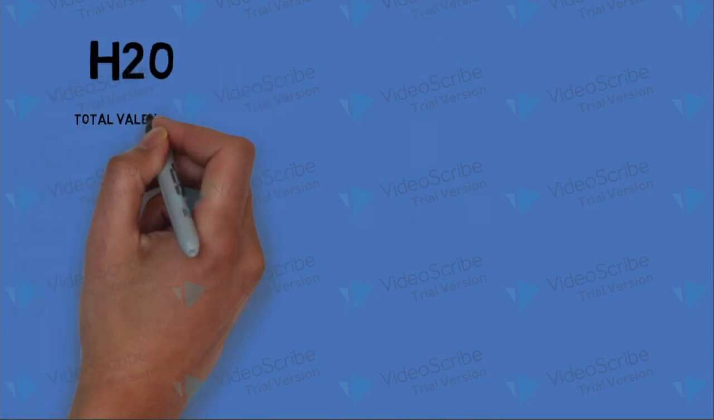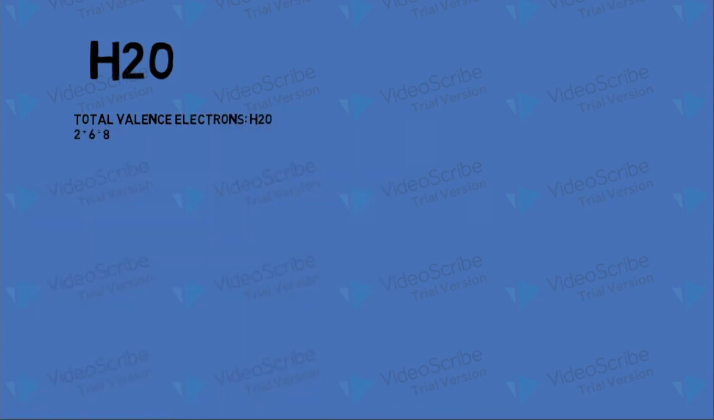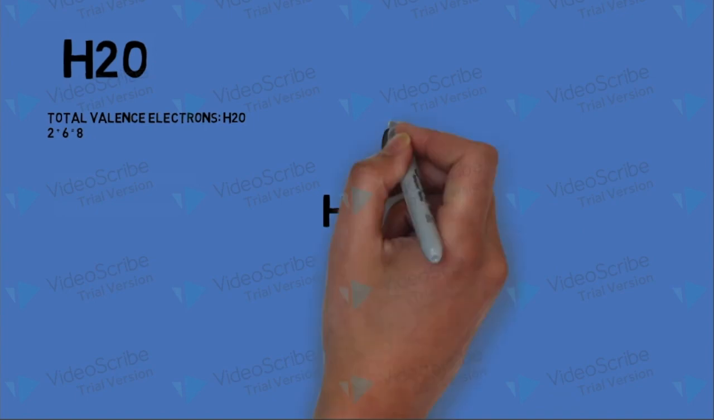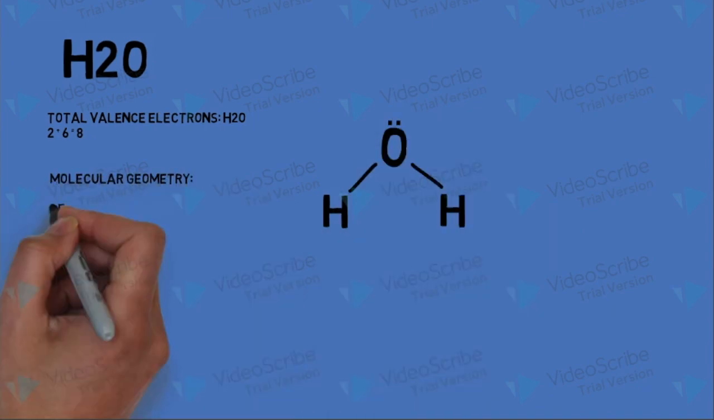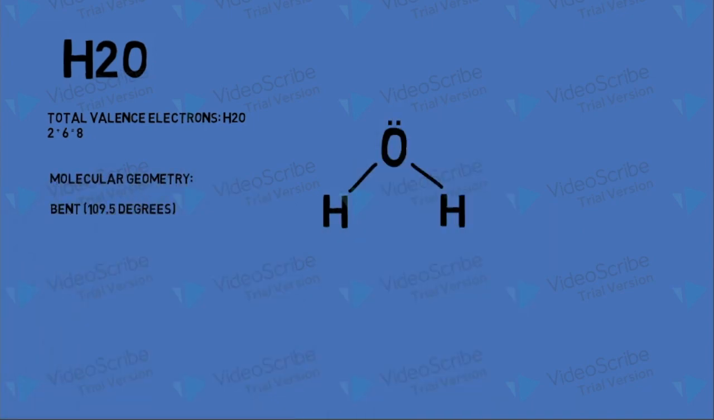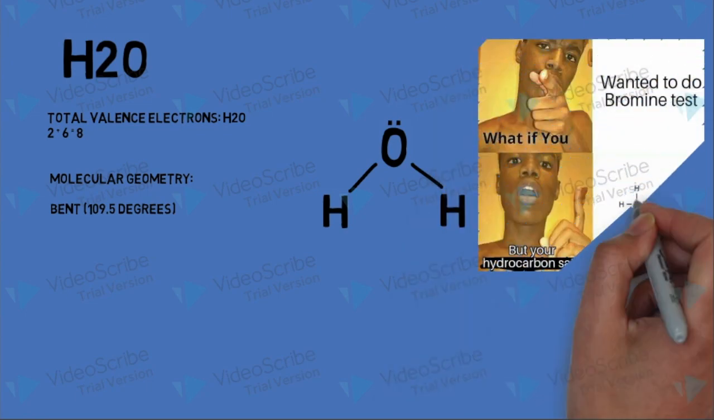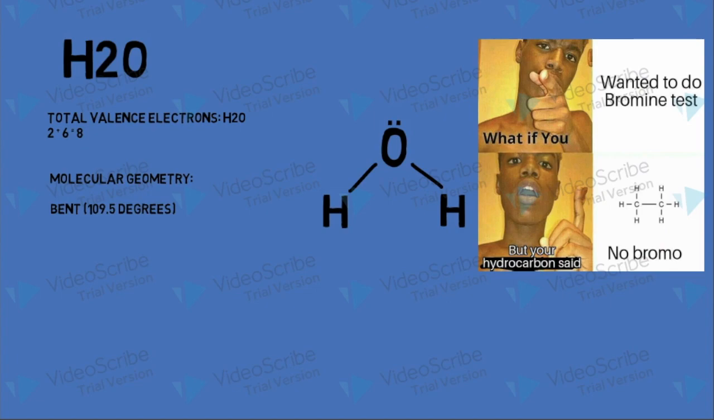The next structure I'll be talking about is H2O. The total valence electrons in H2O is 8 because there are 2 hydrogens and just 1 oxygen, so it'd be 6. The molecular geometry of this would be bent, so you'd have the 2 hydrogens branching out from the oxygen with two valence electrons on top, making it 2, 4, 6.